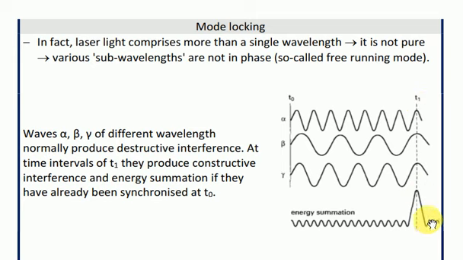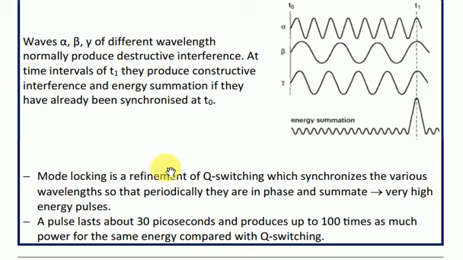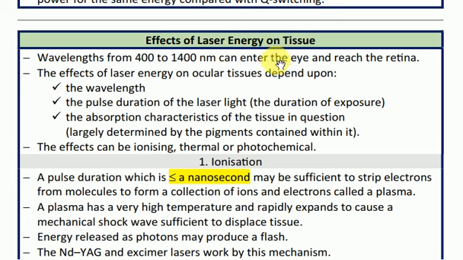Here you can see constructive interference, and energy summation if they have already been synchronized at T0. So mode locking is a refinement of Q switching, which synchronizes the various wavelengths so that periodically they are in phase and summate, producing very high energy pulses. A pulse lasts about 30 picoseconds and produces up to 100 times as much power per the same energy compared with Q switching.